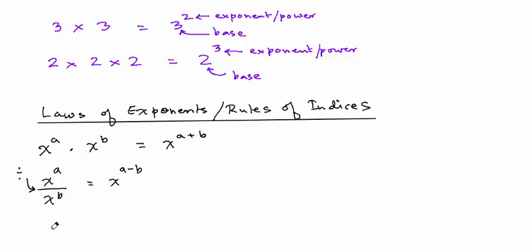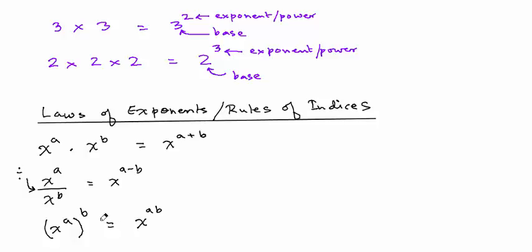And then if you have an exponent x raised to the a, and that itself has been raised to another exponent b, this is going to be equal to the same base x raised to the a multiplied by b. So the exponents are multiplied when an exponent has been raised to another exponent.